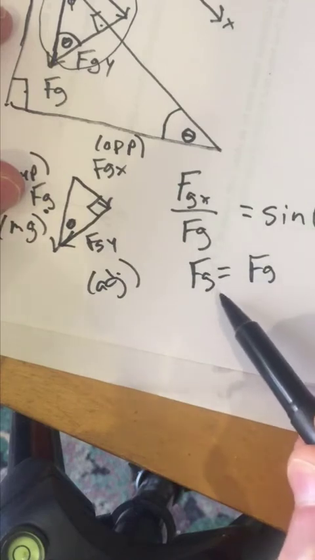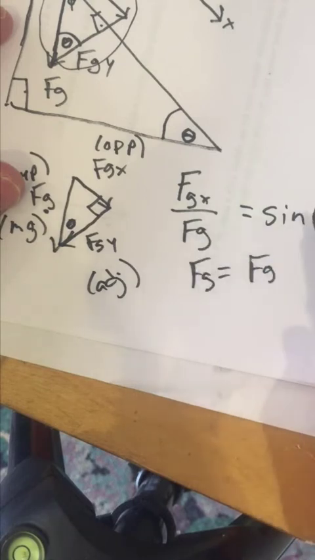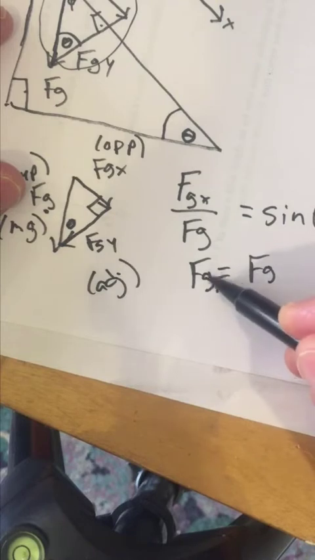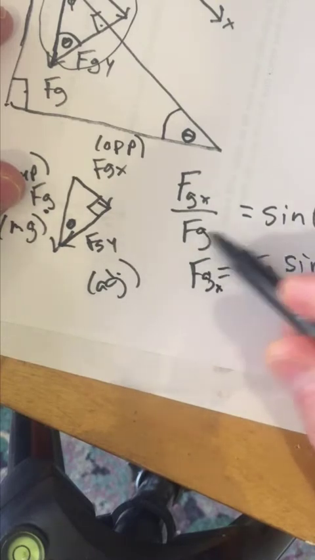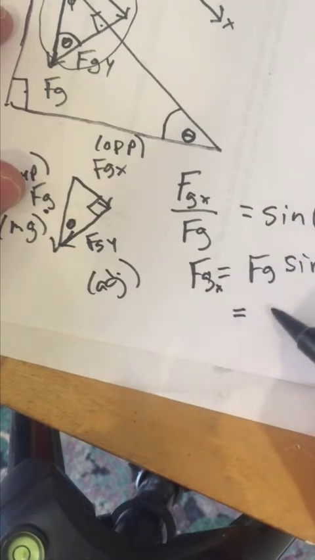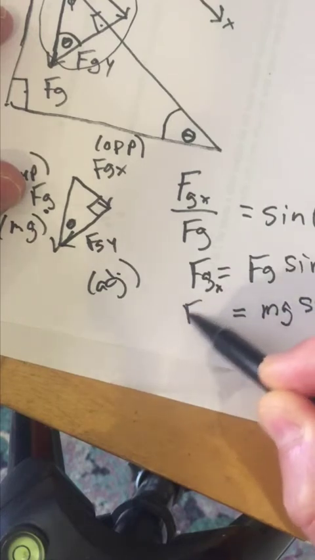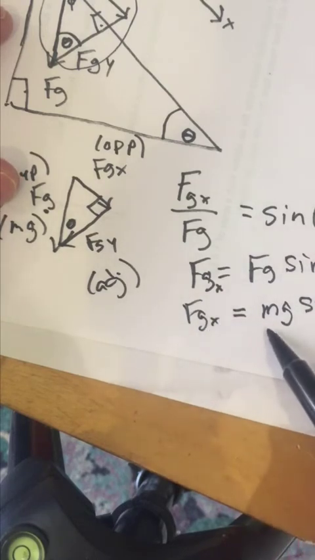That tells me that if I multiply both sides by Fg, Fgx is equal to Fg times sine theta. Multiply this by Fg and multiply that by Fg, and this is what you'll get. Remembering that Fgx is equal to Fg sine theta and Fg is equal to mg, we come up with this equation that Fgx is equal to m times g times sine theta.